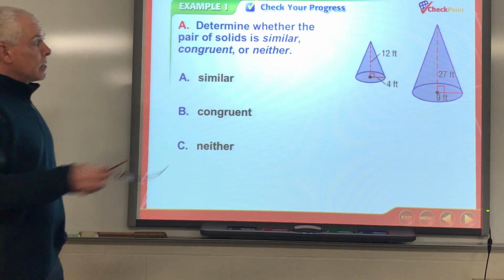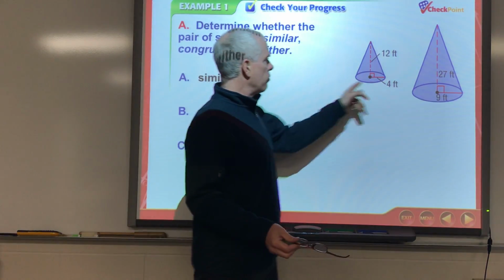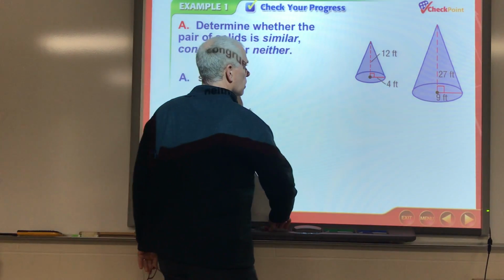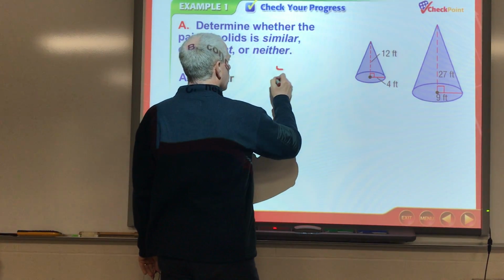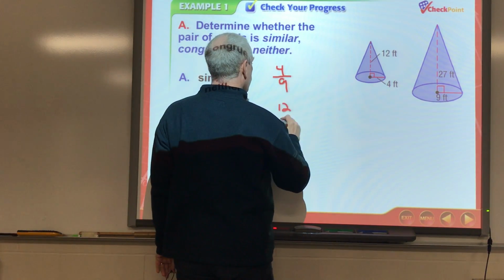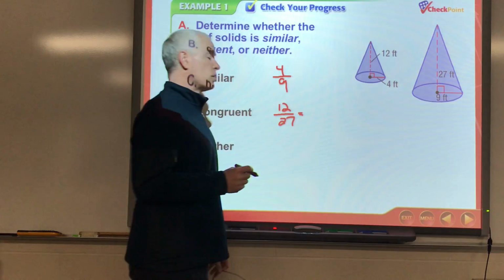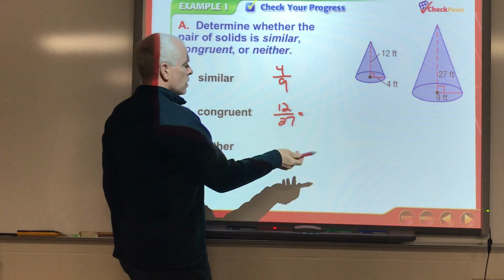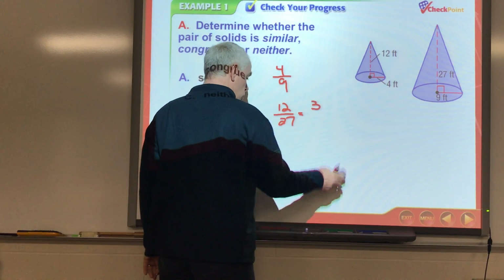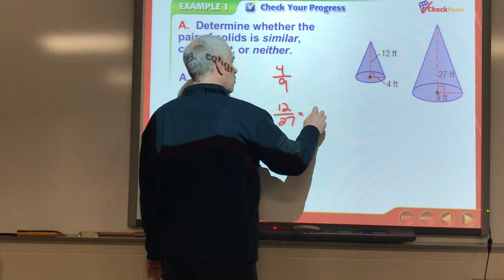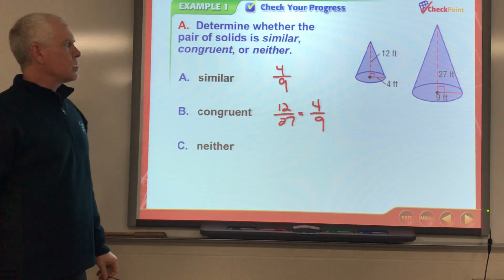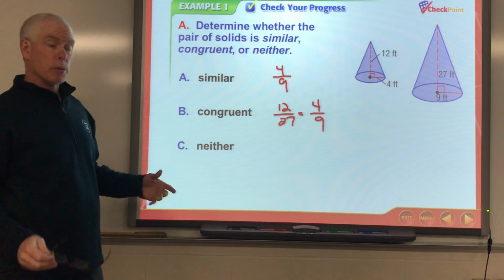Okay, so for me, they're certainly not congruent, right? 4 and 9, 12 and 27, not the same. But, okay, 4 over 9, that obviously simplifies to 4 over 9. 12 over 27, okay, is there a number that goes into both 12 and 27? 3 goes into 12 4 times, and 3 goes into 27 9 times. Those are the same ratio, so I think we would have to say that those are similar, okay?